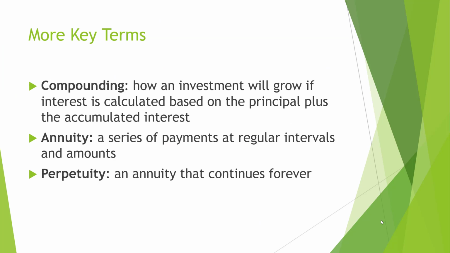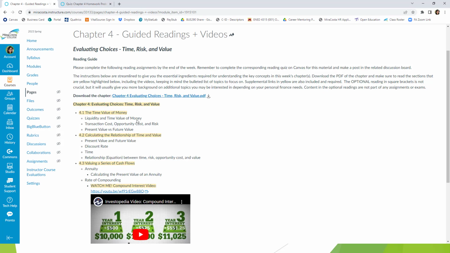Now, some more key terms to be aware of. There's compounding, which is how an investment will grow if interest is calculated based on the principal plus the accumulated interest. So the principal is the initial amount, and the accumulated interest, that means interest on interest. So if you're earning interest each year, you're going to continue to earn interest not only on what you originally invested, or the principal, but also on anything you earn each year. So it's great. Make sure in this week's reading guides and videos page in Canvas to check out the Investopedia video on compound interest. It'll do a much better explanation with some visuals that will help you understand the value of compound interest.